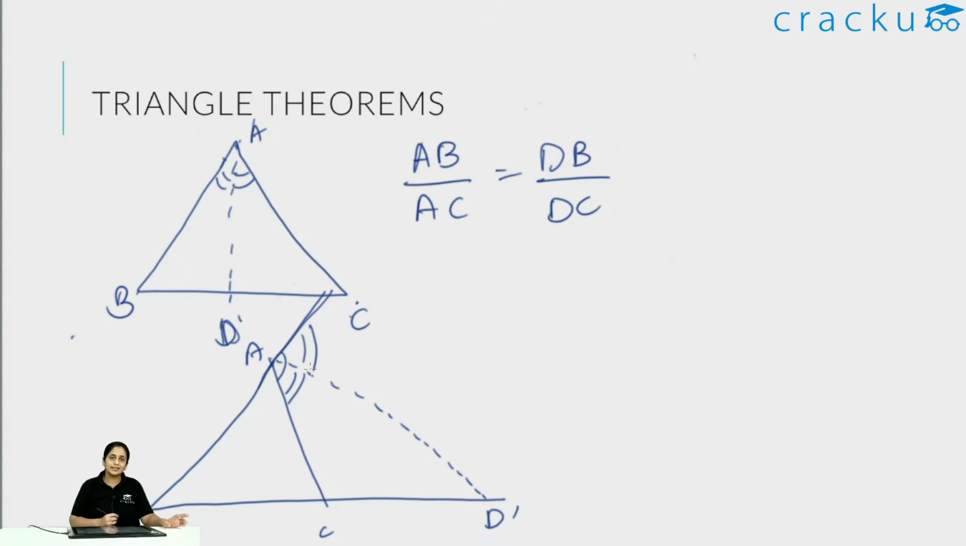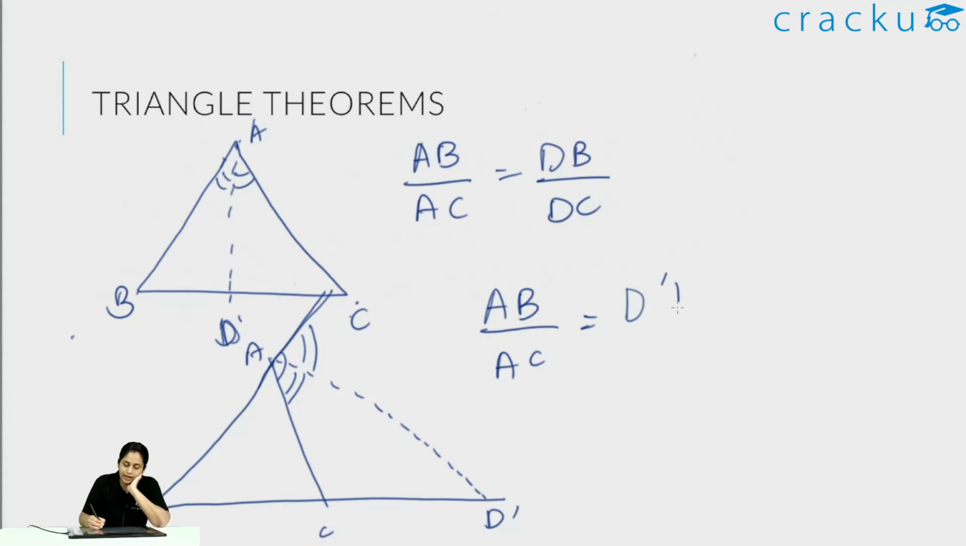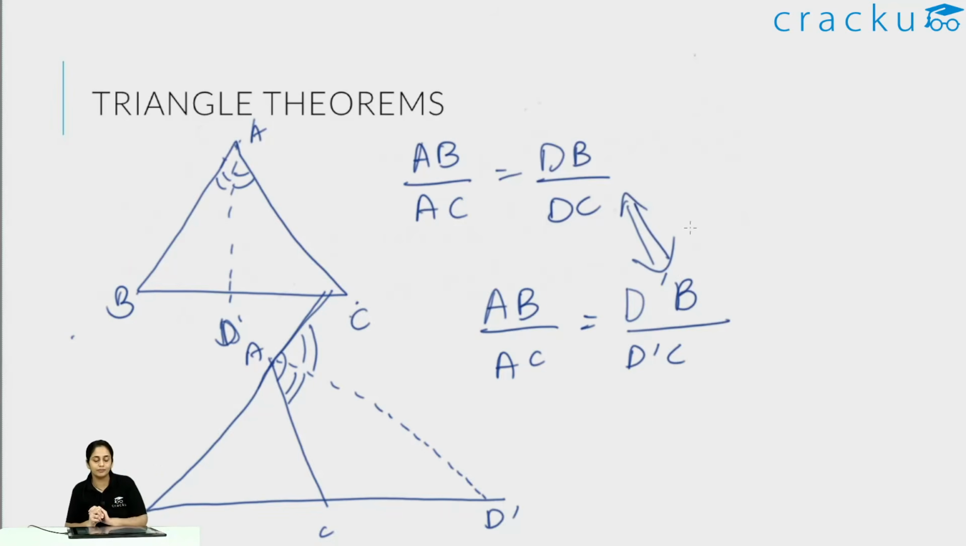Now according to the external angle bisector theorem, this external bisector also divides the third segment, the extended third side, in the same ratio as AB by AC. That is, AB by AC is equal to D dash B by D dash C. So as you can see, nothing really changes between the internal and external angle bisector theorem. Only you have to consider: is it internal, then it is DB by DC. If it is external, it is D dash B by D dash C. You have to consider the full distance from here to here, which also contains DC.